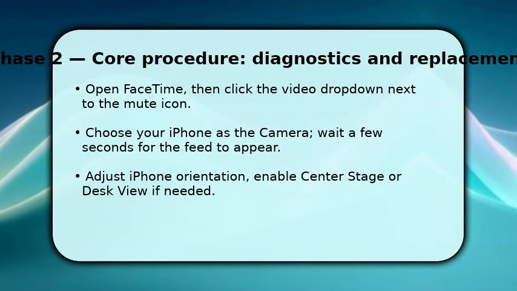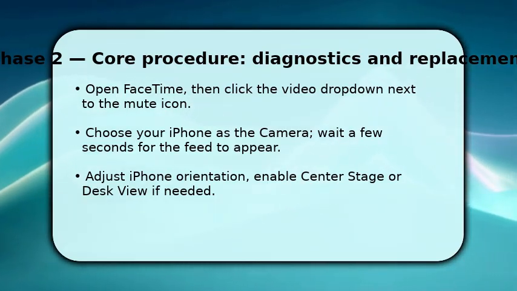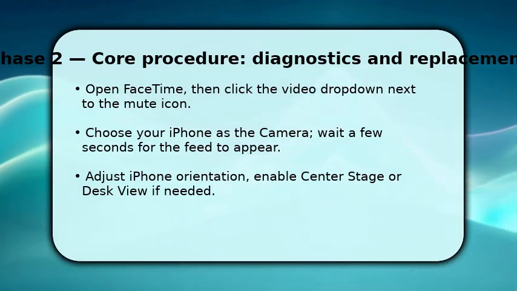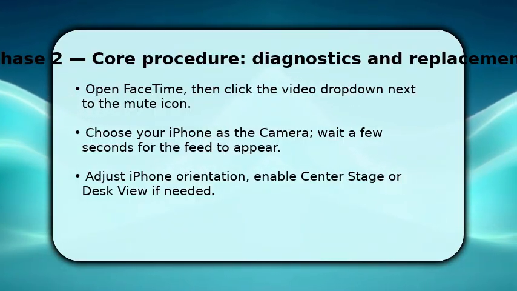If you want automatic framing, enable Center Stage on the iPhone or slide to Desk View for a top-down shot. These options improve composition and explain why choosing the iPhone gives sharper, more stable video than most built-in webcams.